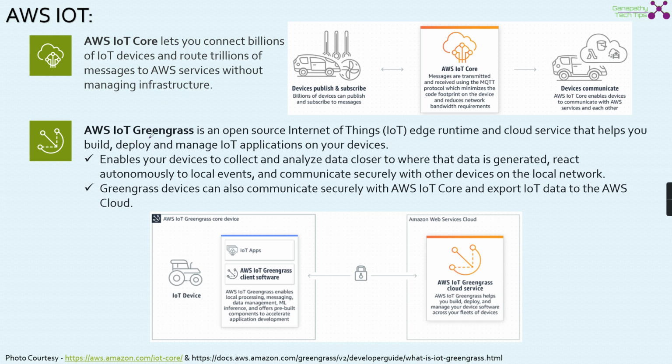And IoT Greengrass is the edge device. So if you can see in the diagram, if I want to run any of the IoT on the edge, within the IoT device itself, then IoT Greengrass provides that opportunity. Using the IoT Greengrass client software, we can integrate with the IoT device, and from there we can push the data into the AWS cloud. So IoT Greengrass is all about edge computing, running IoT on the edge.